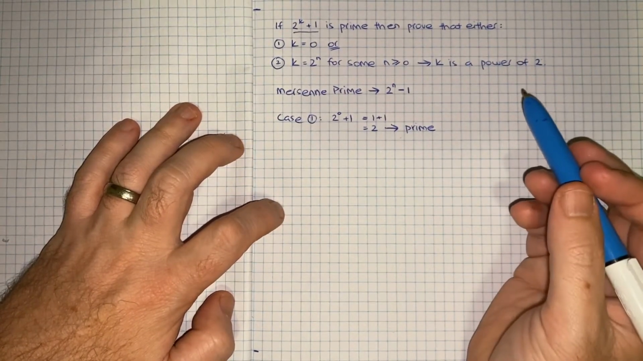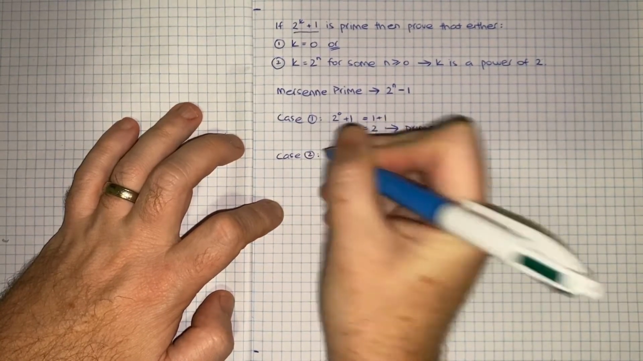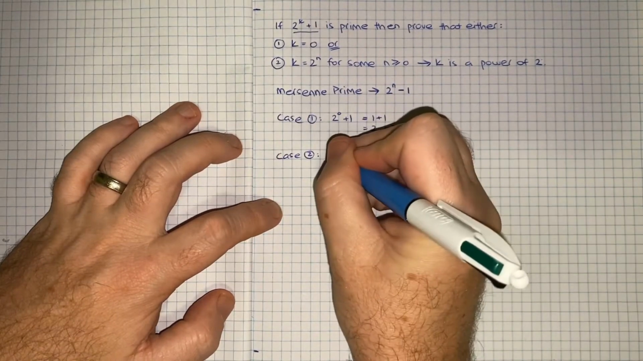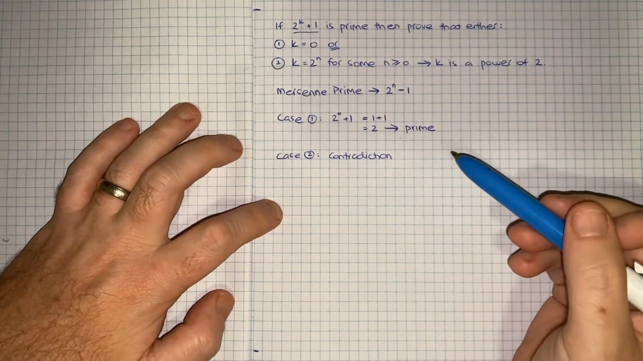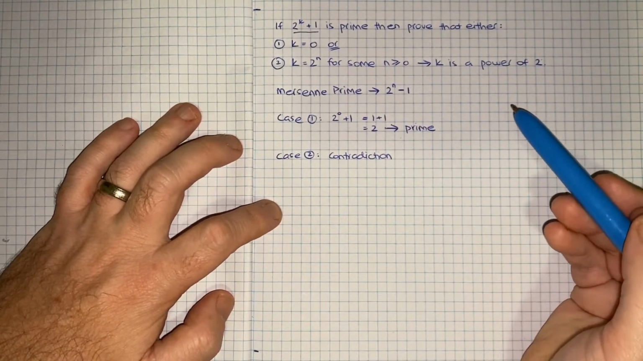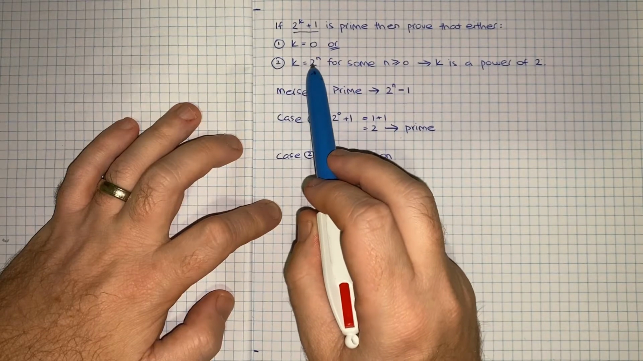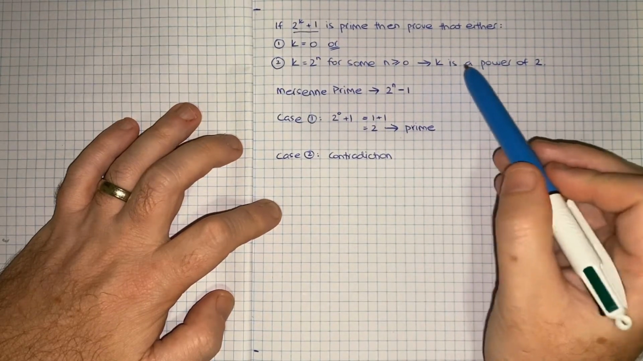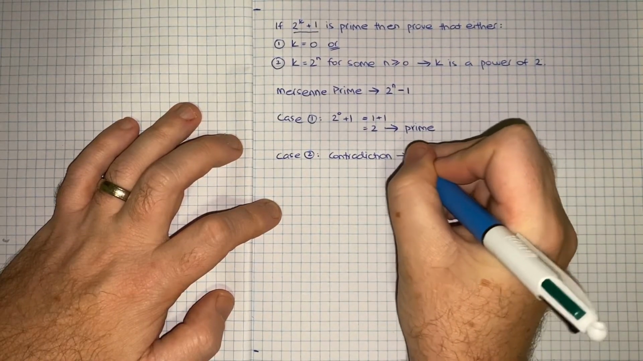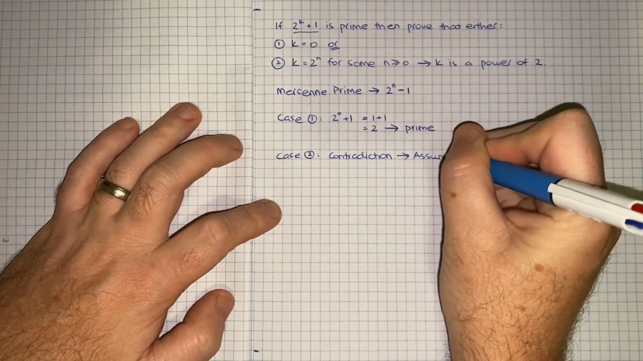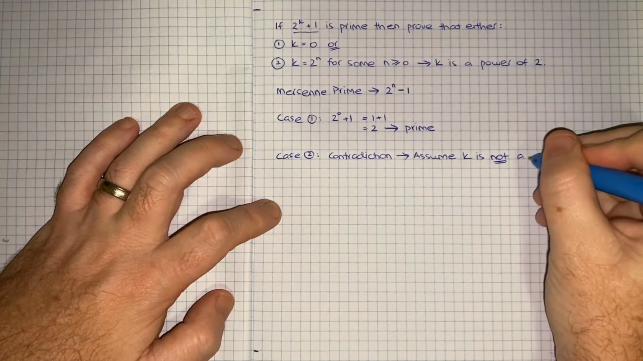Now all the hard work, all the real thinking for this question, comes with our second case, where, as I mentioned before, we're going to use the technique of contradiction. Basically the idea is to start with an assumption that is the opposite of what we want to conclude. If k is equal to 2 to the n, I noted that that is another way of saying k is a power of 2. So to use contradiction, we need to assume the opposite: we're going to assume that k is not a power of 2.